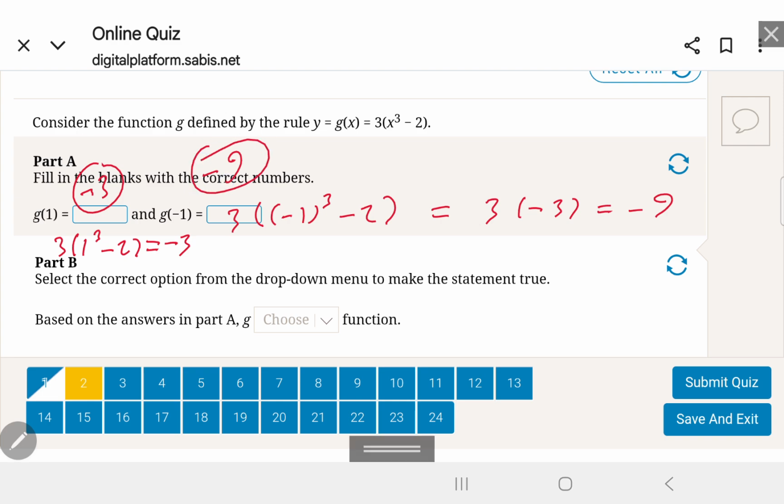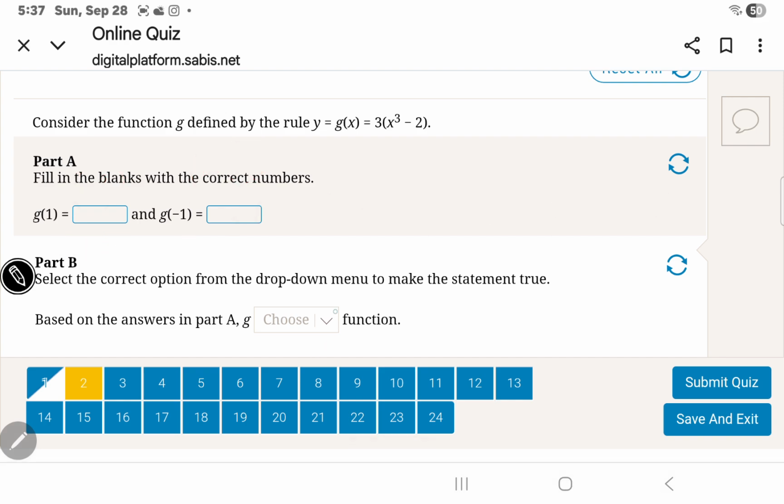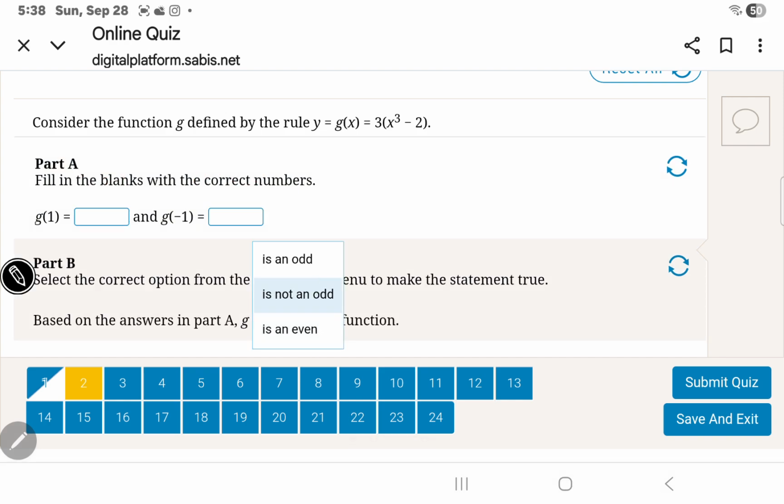Because these are different, this function is not even and it's not odd. So here it's not odd, it's not even.